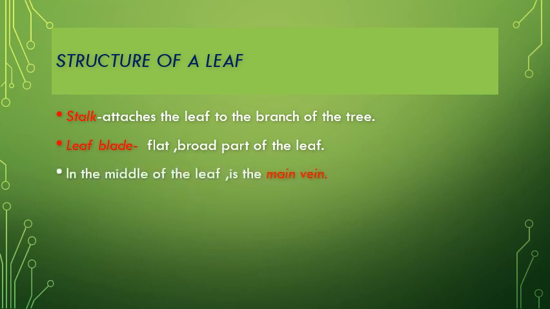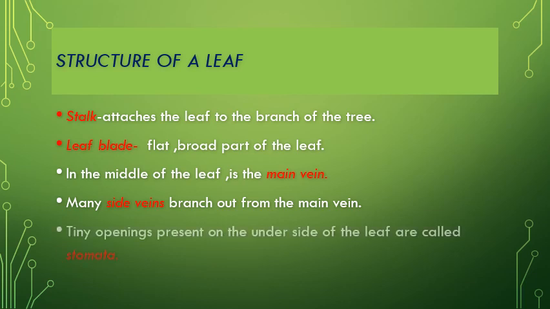Next, in the middle of the leaf is the main vein. Many side veins branch out from the main vein. Tiny openings present on the underside of the leaf are called stomata.